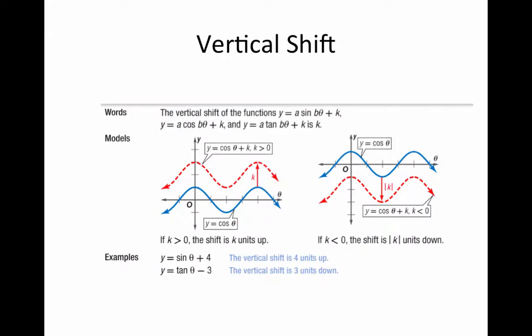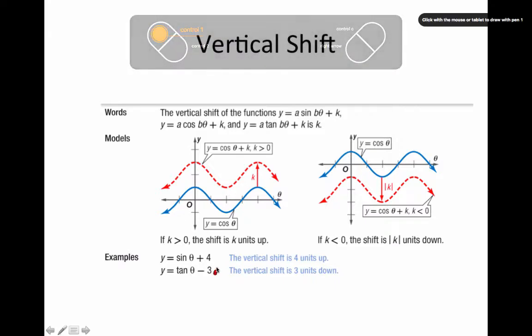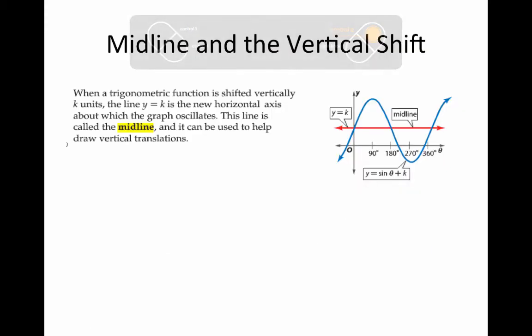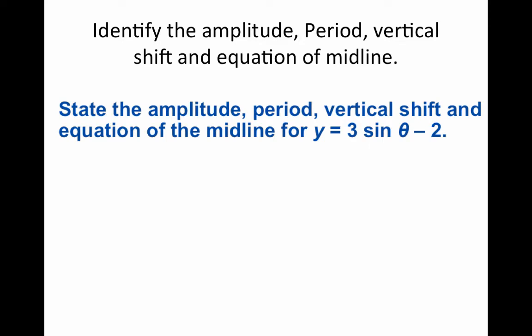K, we'll move it K units up and down. I like to move the midline K units up and down, and then you apply your amplitude after that. So plus 4 is up 4, minus 3 down 3. Midline, y equals k. Move that midline up or down k units, and then apply your amplitude from there.